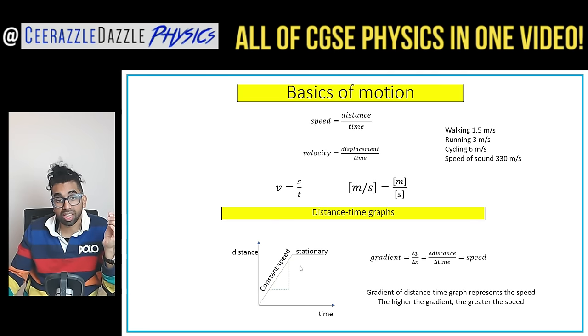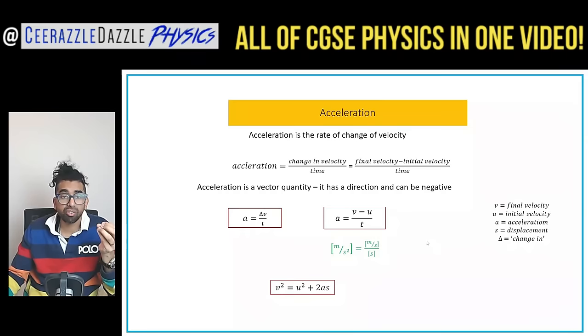If I wanted to work out the speed, it's simply going to be the gradient of the diagonal line because it's the change in y over the change in x. And don't forget, on the y-axis, you're changing distance divided by time taken. Distance divided by time is going to be the speed over here. So just summarizing that, the gradient of a distance time graph represents the speed, and the higher the gradient, the greater the speed.